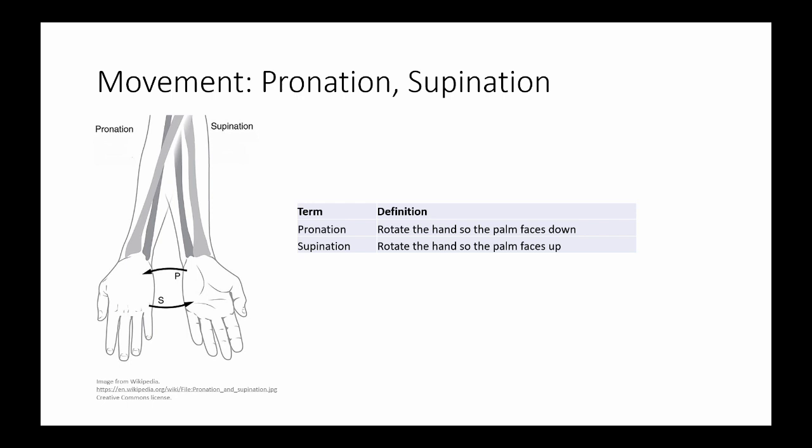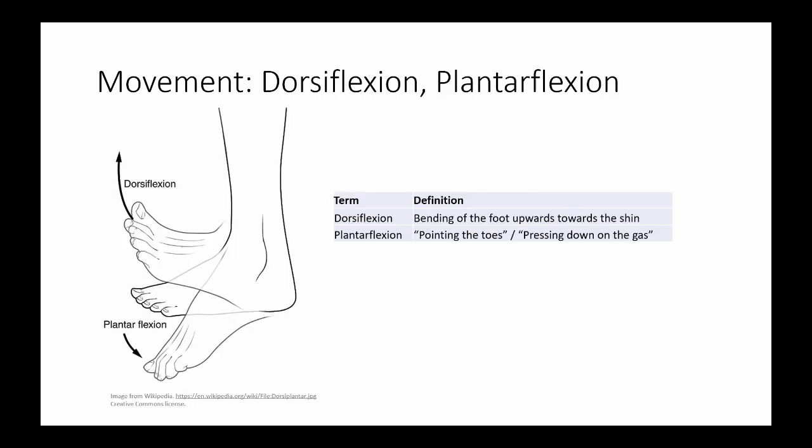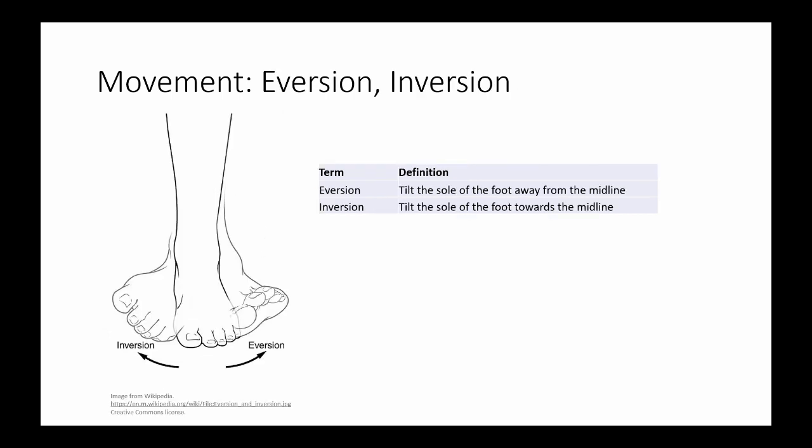Pronation means rotating the hand so the palm faces down, while supination means rotating the hand so the palm faces up. Dorsiflexion means bending the foot upward towards the shin. Plantarflexion is pointing of the toes or pressing down on the gas. Eversion is tilting the sole of the foot away from the midline, and inversion is tilting the sole of the foot towards the midline.